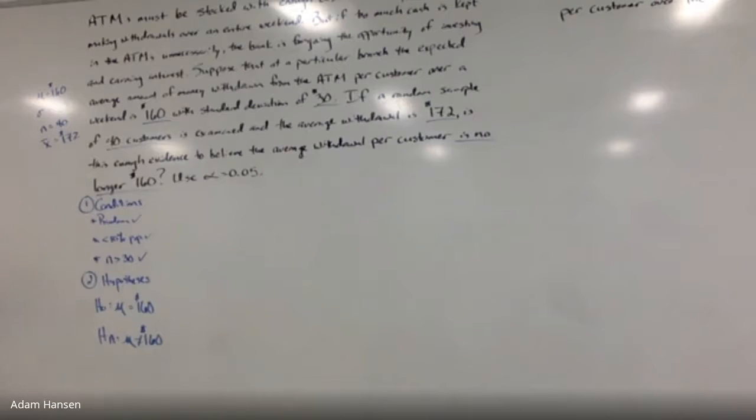It could be more than 160. It could be less than 160. They don't want to stock too much cash, right? They also don't want to stock too little, and not have enough for their customers over a weekend. Unhappy customers.